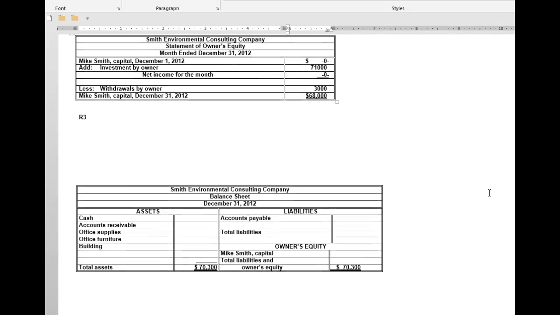Now you have to put the balance sheet together. And I'll leave that to you. You're going to pull down the cash, the accounts receivable, the office supplies, furniture, buildings. It should come to $70,300. You've got your accounts payable, and then you have your owner's equity of $68,000 to go here. Should all add up and balance out. And that is how you do accounting.